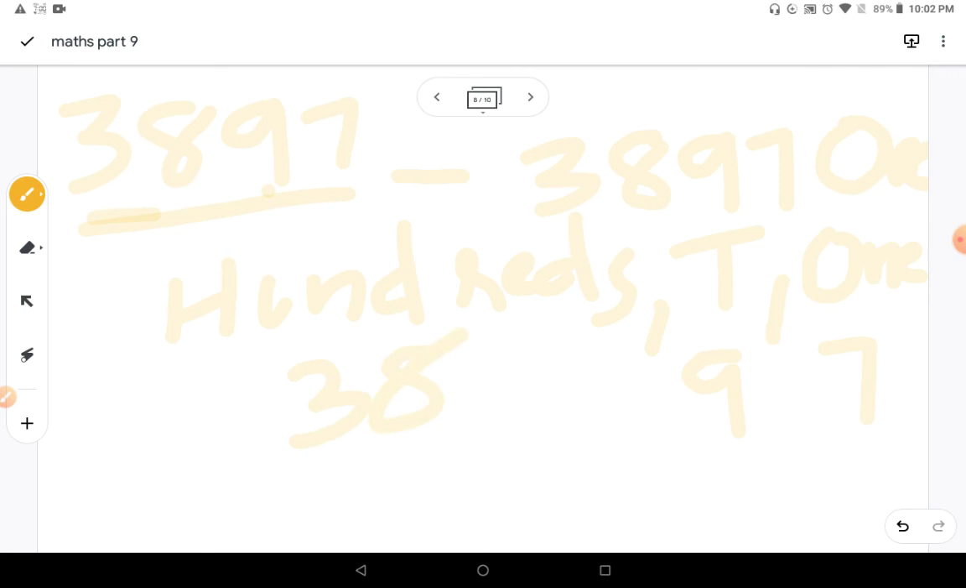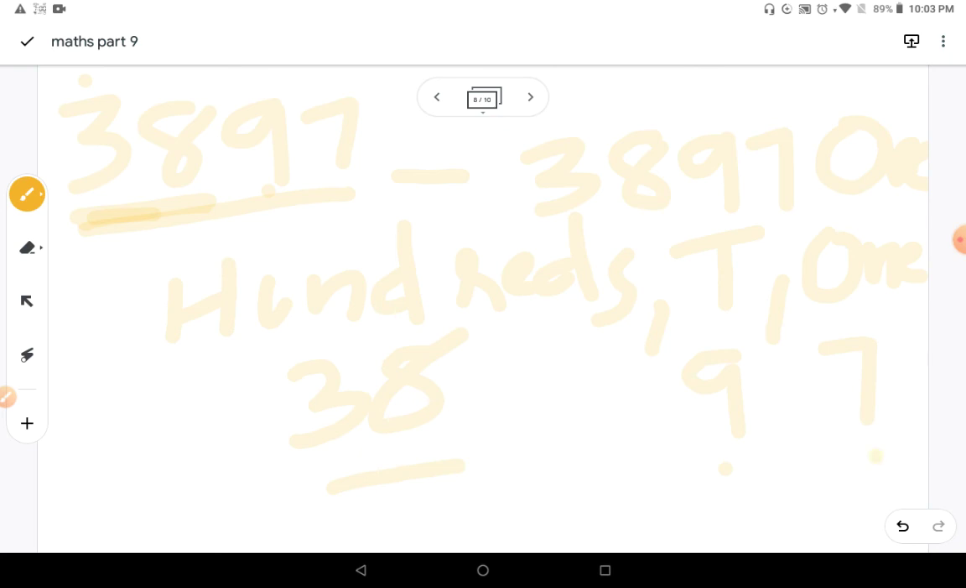So if you are given a format, this is how you have to decompose it. They are asking you to use only hundreds. Since there are no thousand terms, the remaining is that many hundreds. So it is 38 hundreds, 9 tens and 7 ones.